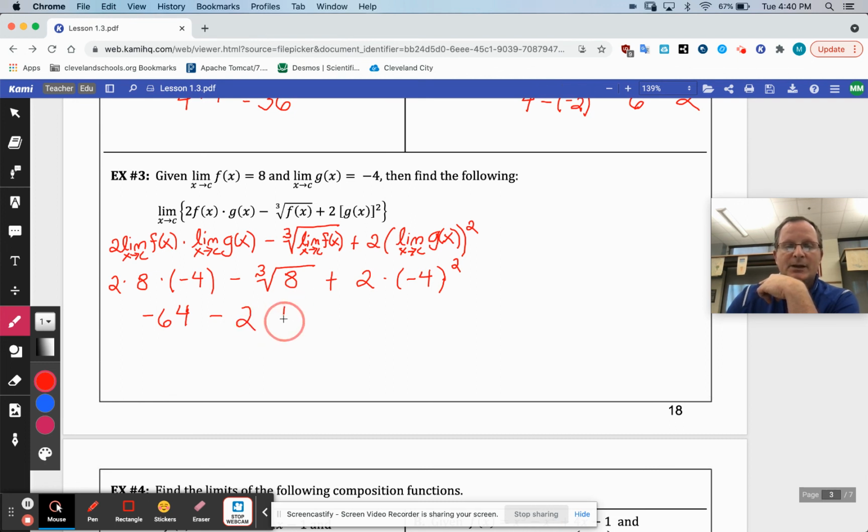All right, and this is going to be addition because this is going to be positive 16. 16 times 2 is 32. Okay, that works out nicely. And then we've got -64 minus 2, so -66 plus 32. All right, so that gets us to -34. Okay, all right, done.